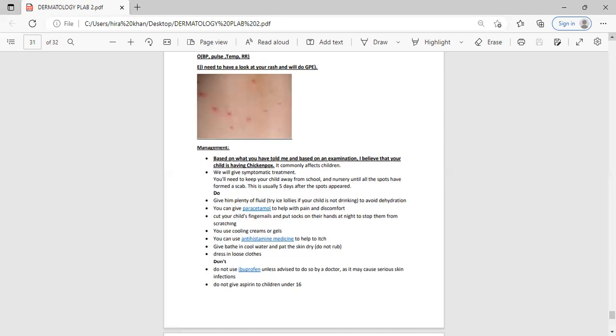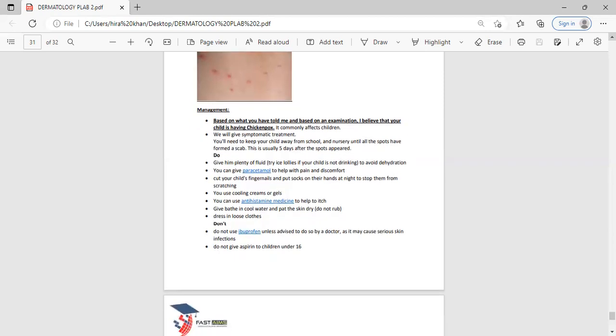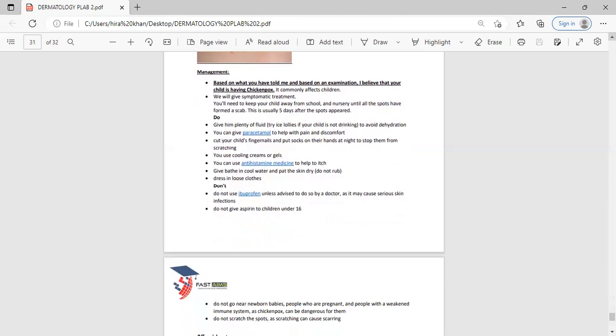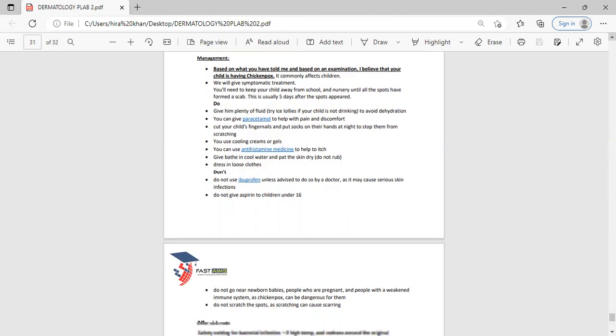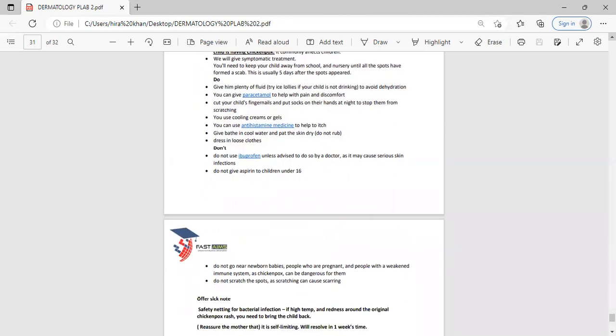You can use antihistamine medicine as well to help with the itching, and give a bath in cool water and pat the skin dry. Please do not rub, and dress in loose clothes, and please do not use ibuprofen until advised by the doctor, as it may cause serious skin infection. So please try to avoid that in this time. All right, that is for you to know: if the patient is less than 16 years, do not give aspirin. That is for you to know as a doctor.